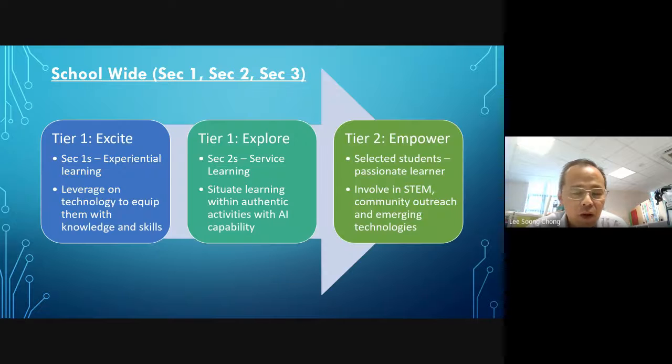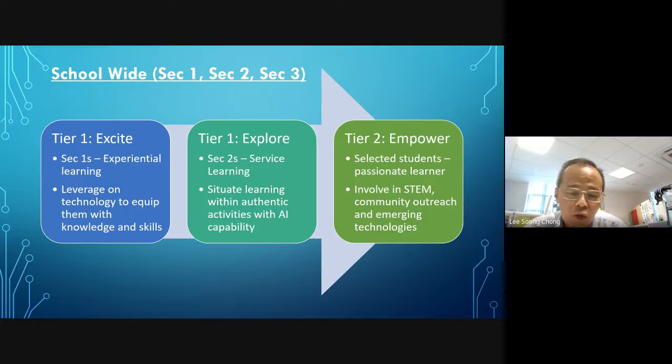The first tier, as mentioned by Hong Tat, is for Sec 1 and Sec 2. You can look at the slide. For Sec 1, we try to let them experience different types of technology, so they embark on experiential learning. They went on a learning journey and experienced different types of technology, so that they are equipped with the knowledge of programming, as well as how a robot works, together with the rest of the sensors.